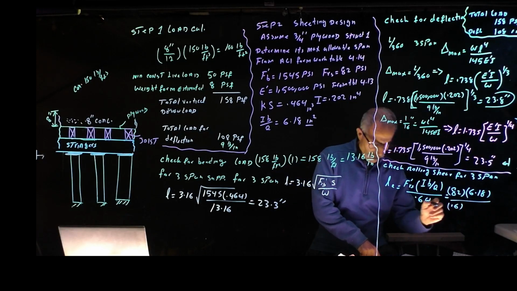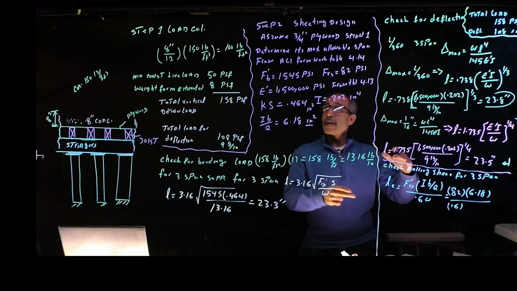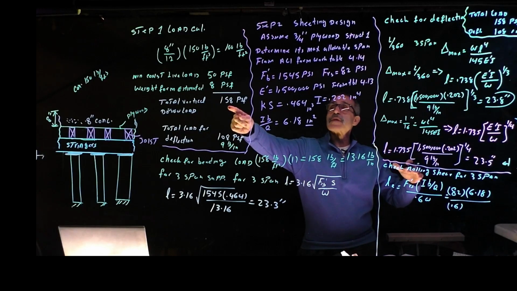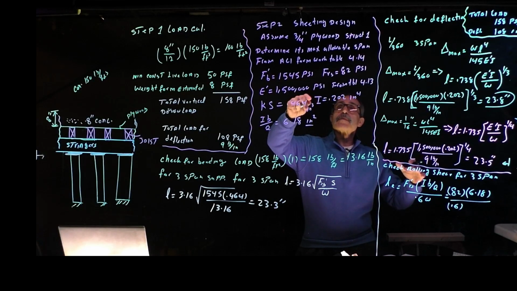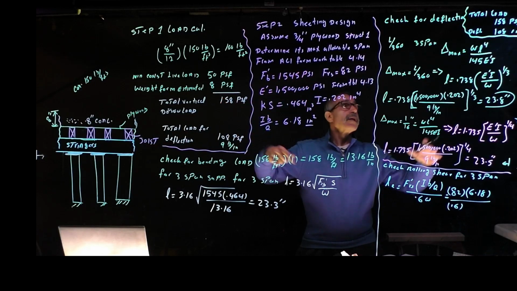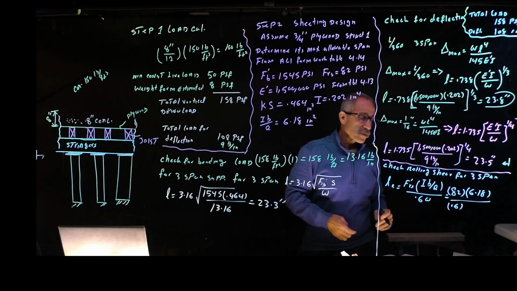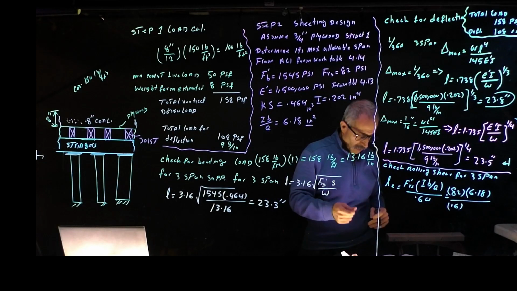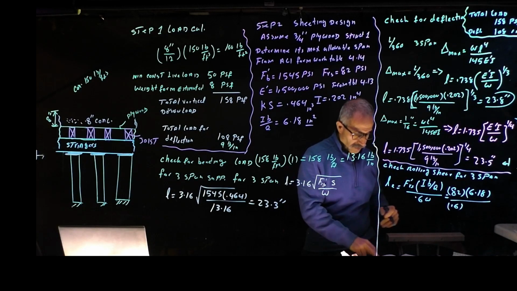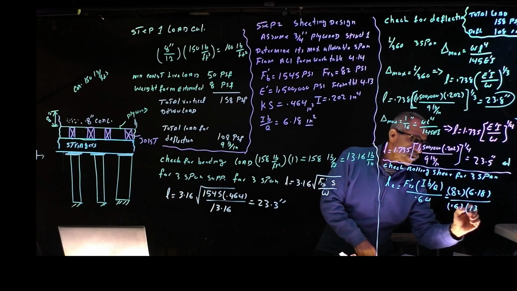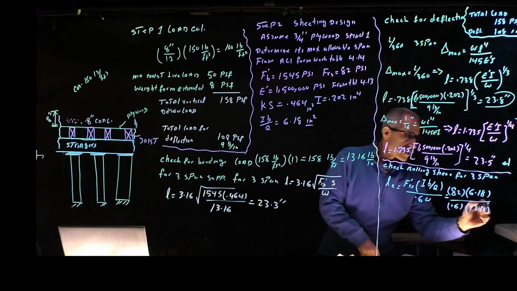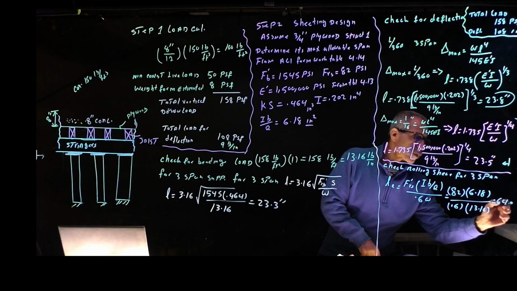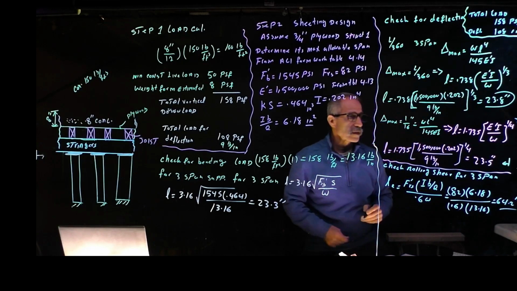Now the W we're going to use is not for deflection, it's the total load: 158 pounds per foot, which we said came out to be 13.16 pounds per inch. So this will give us 64.2 inches. Oh, this is not controlling, obviously.